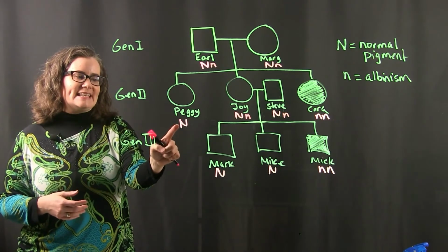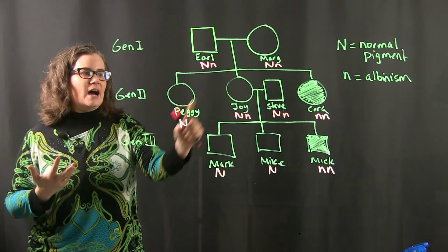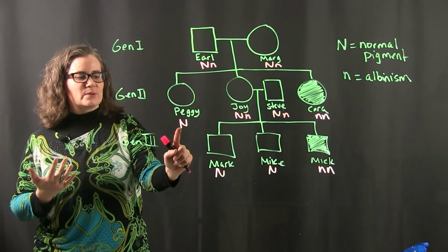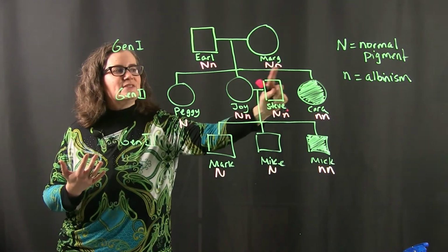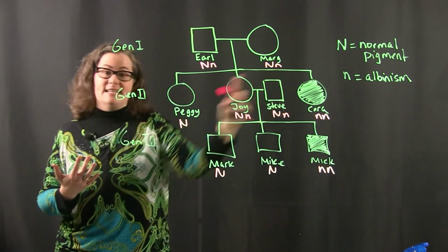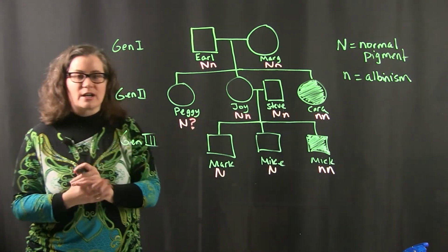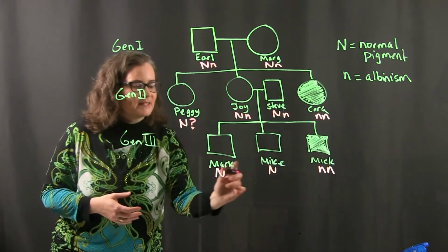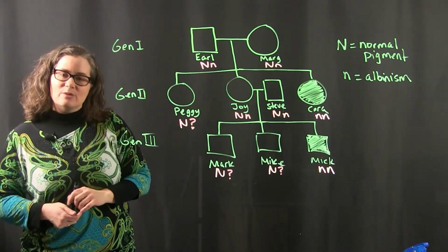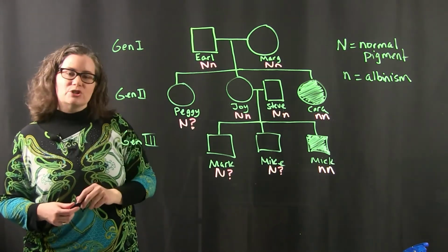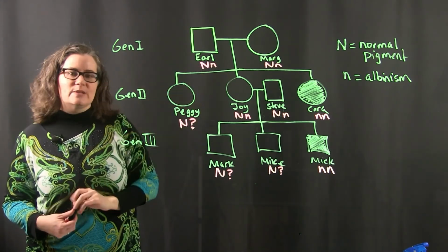But let's look at Peggy. If Peggy has a capital N, she doesn't express this particular disorder. Let's pretend that we know that normal pigment gene came to her from her dad. She still has a 50-50 shot of getting either a capital N or a lowercase n. And because we don't have enough information on her, we have to give her a question mark for that second letter. And the same happens for Mark and Mike down below here. So this ends our pedigree. We've now shown a family, we've tracked this particular trait and how it's passing through this family with 3 generations, and we've included the genotypes.